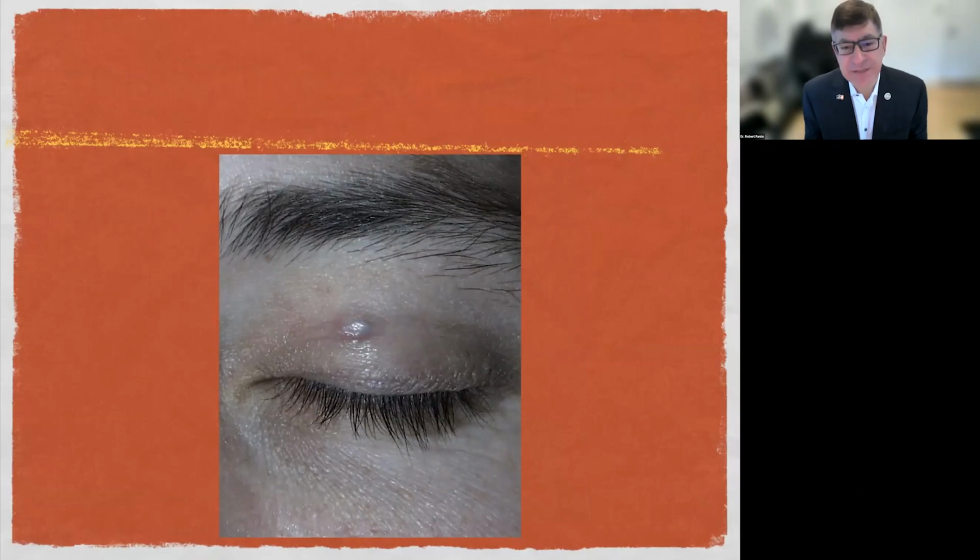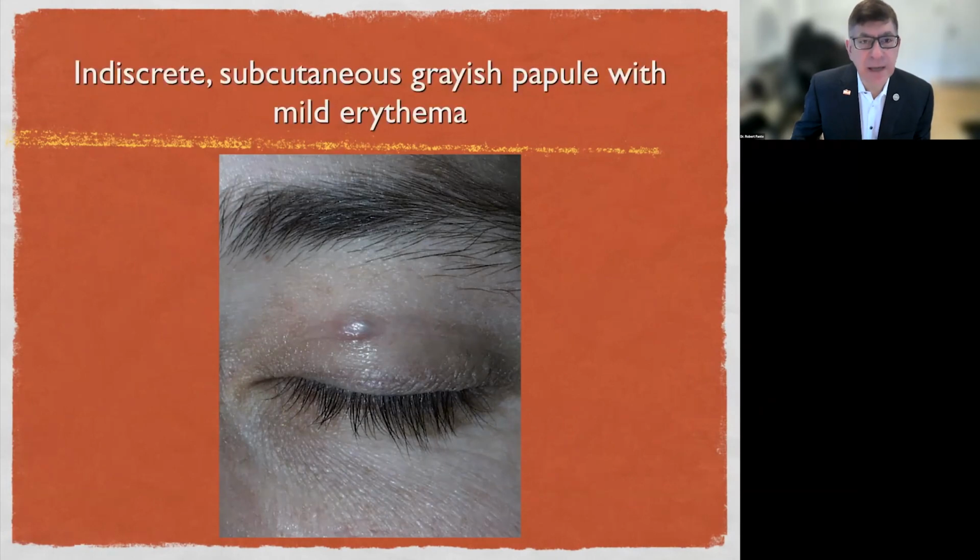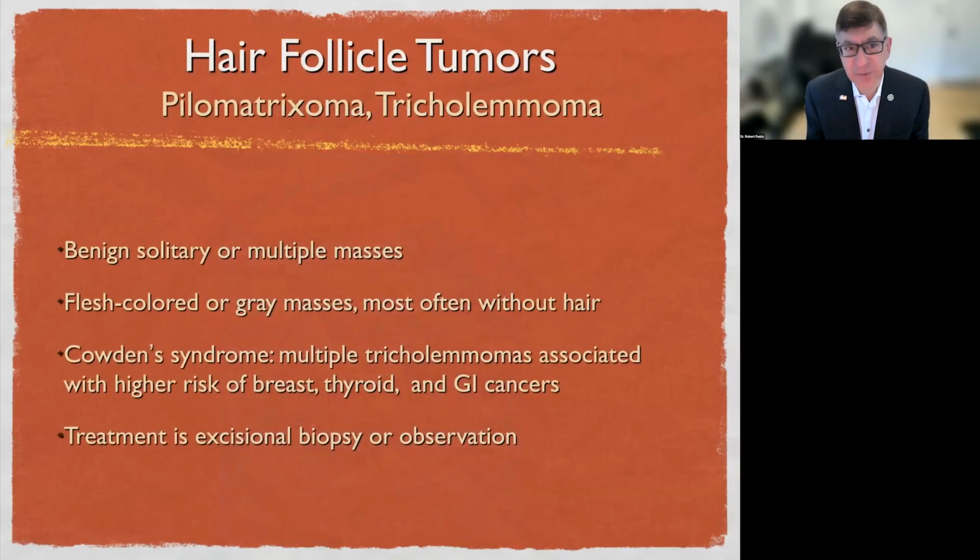How about this mass? You see this patient at the left upper lid, you can see this mass. How would you describe it? Using that terminology, I'm going to describe it as an indiscrete this time, subcutaneous, grayish papule with some associated erythema. It does have mild erythema here. This is a hair follicle tumor. The category here of pilomatrixoma and trichilemmoma include benign and solitary or multiple masses. These tend to be flesh-colored or gray. They typically don't have hair, even though they're hair follicle tumors. There's a syndrome associated with multiple of these with a higher risk of GI cancers called Cowden's syndrome. The treatment is excisional biopsy or observation.